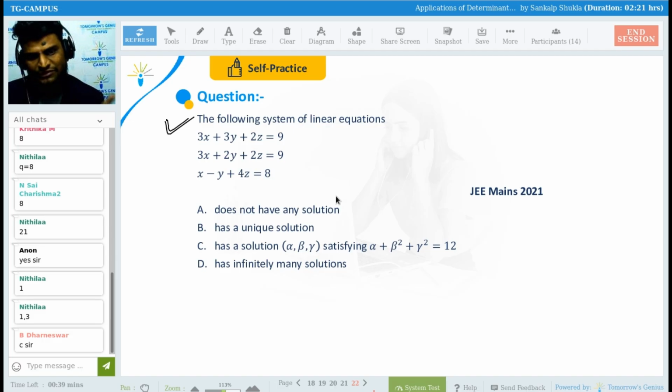The following system of linear equations: does not have any solution, has a unique solution, has a solution alpha, beta, gamma satisfying this, or has infinitely many solutions. So you can simply find the values of x, y, and z in this case. Just find the values of x, y, and z, and you will be clear with the answer. Okay?